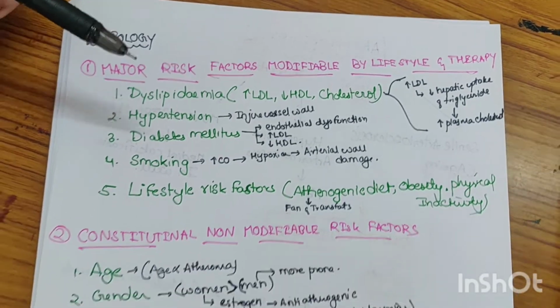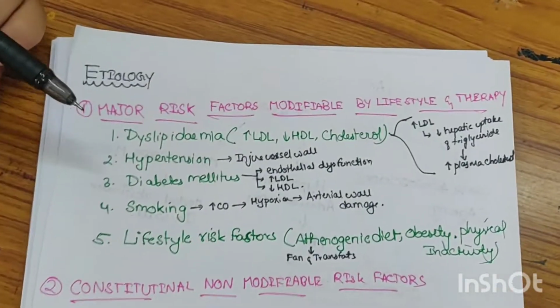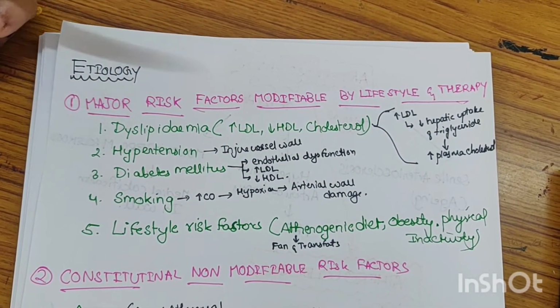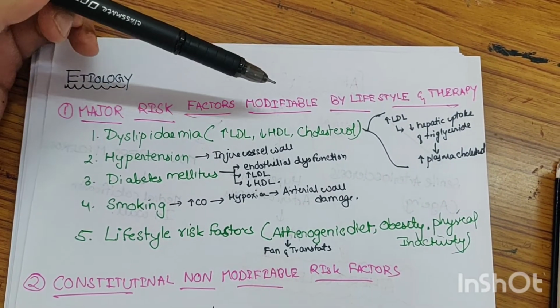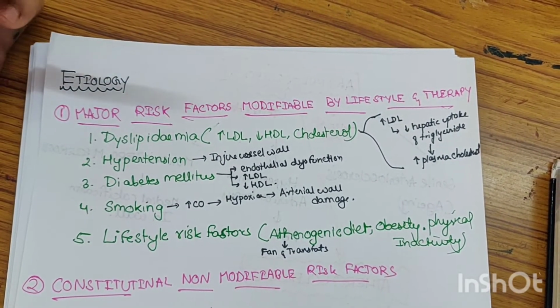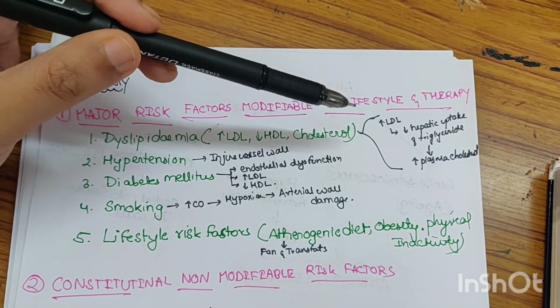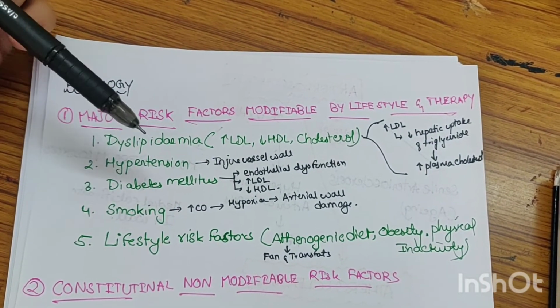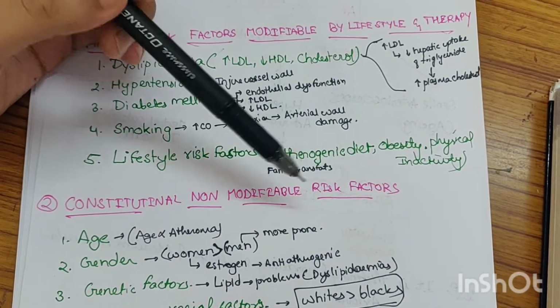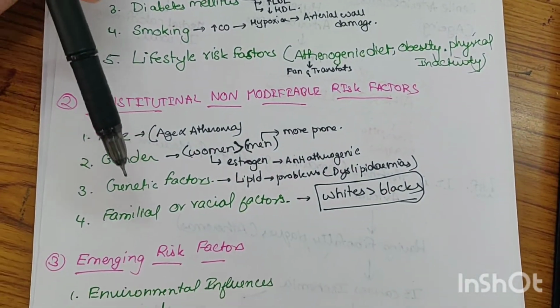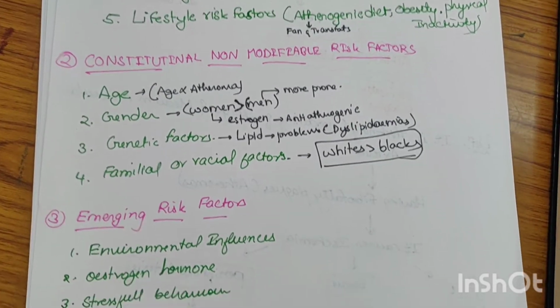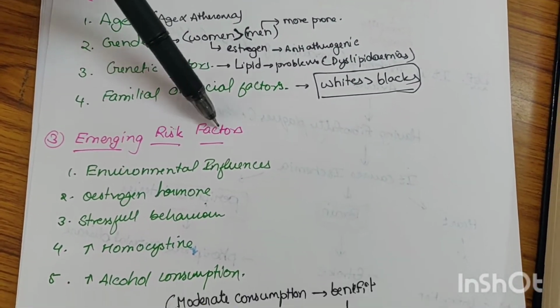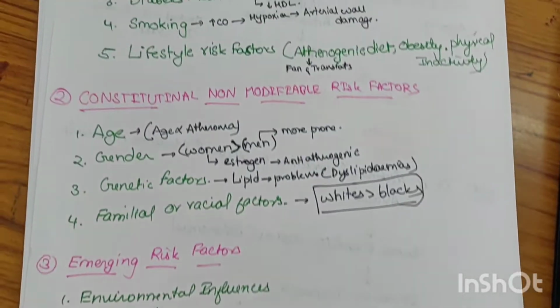the etiology. We have three groups of problems which can lead to atherosclerosis. The first group is the major risk factors that are modifiable by our lifestyle and therapy, which means by changing our lifestyle or taking some medicines, we can prevent atherosclerosis formation. The next are non-modifiable risk factors which we can't change, like age and gender, and emerging risk factors or other risk factors.